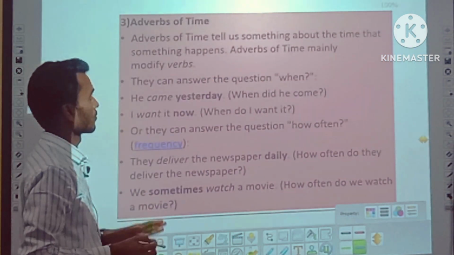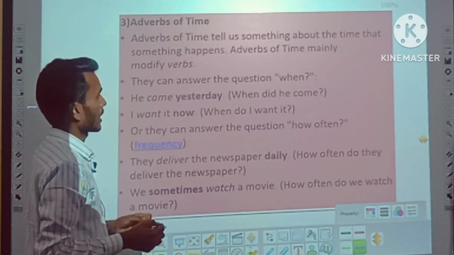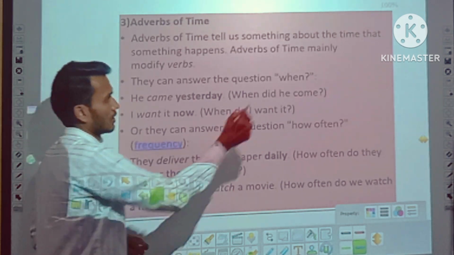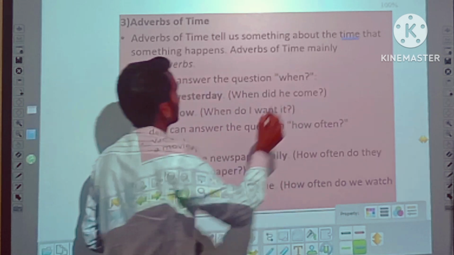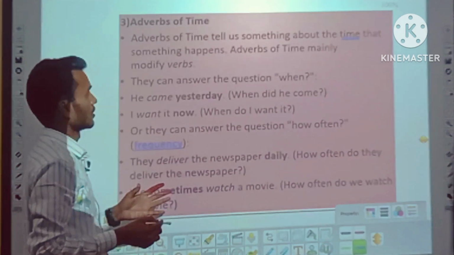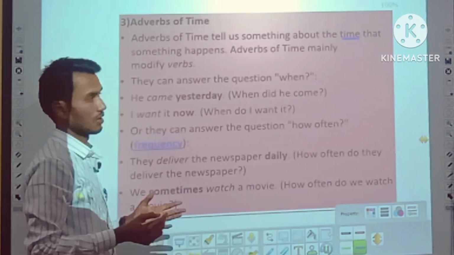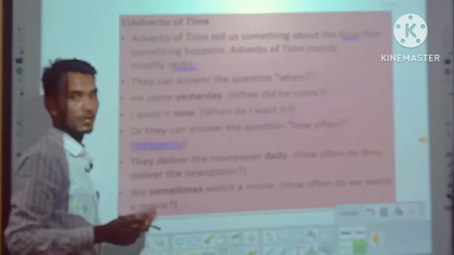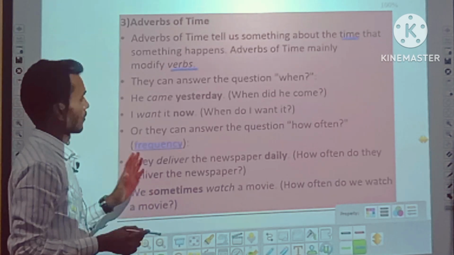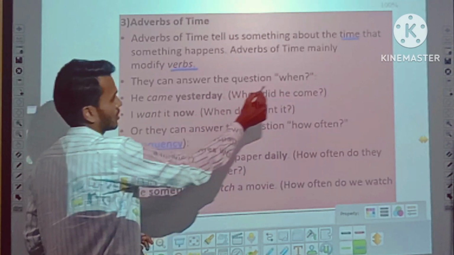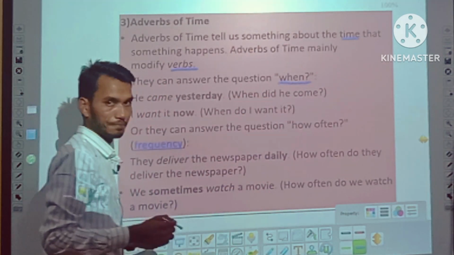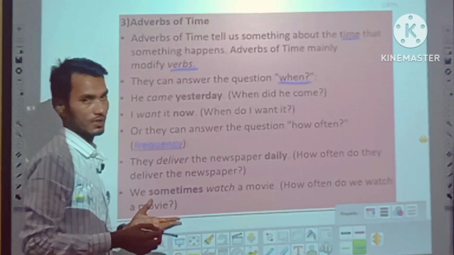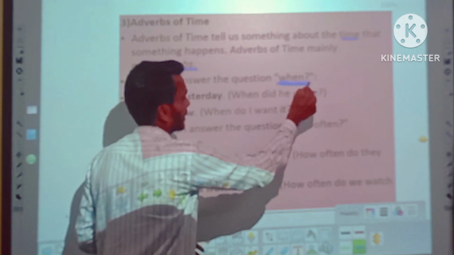Then we have adverb of time. Adverb of time tells us something about the time that something happens. Adverb of time mainly modifies verbs. The same rule is followed here. They answer the question when.